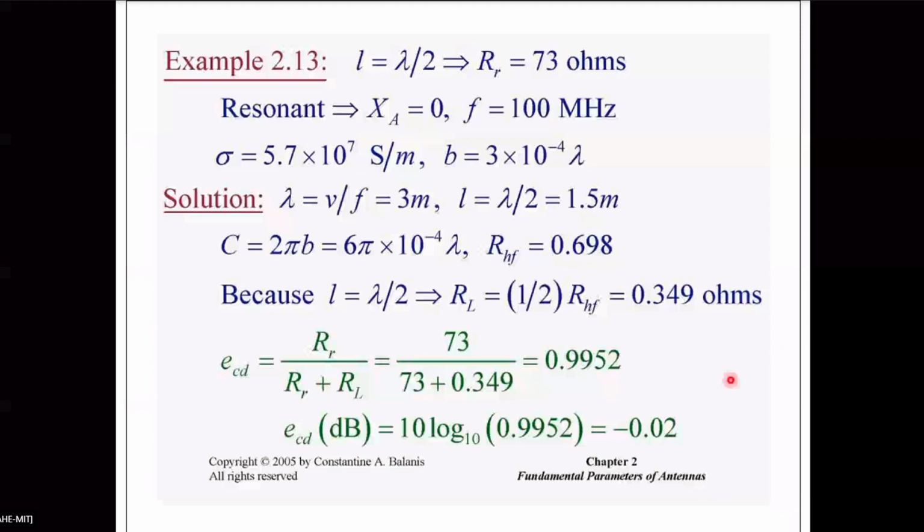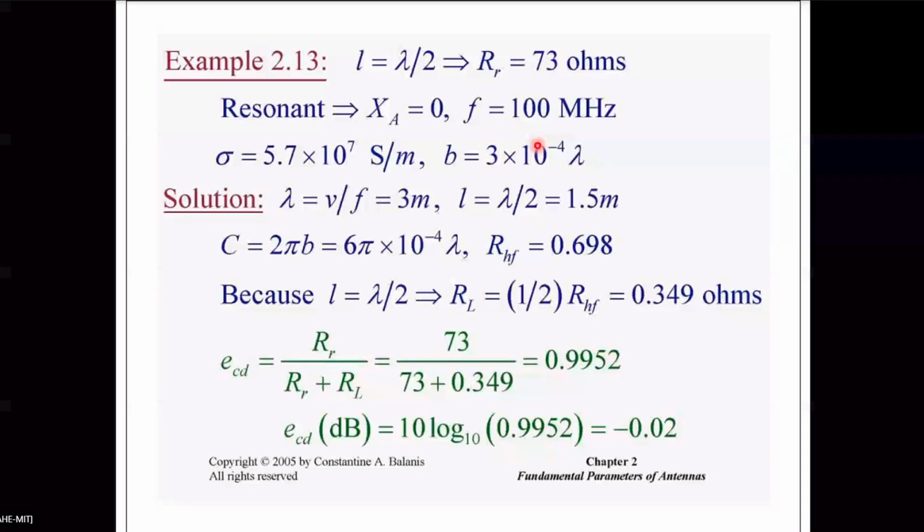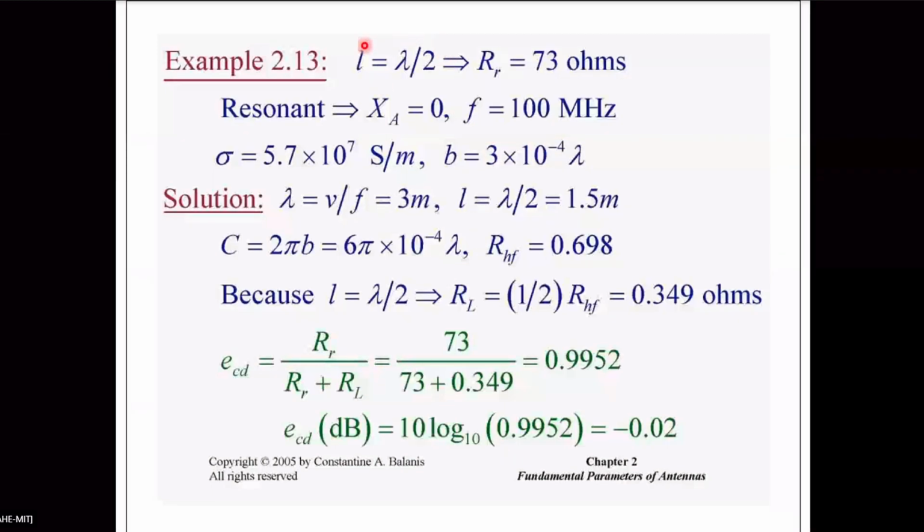Now here you can see RL is taken as 1 by half RHF. This is for lambda by 2 dipole. L is equal to lambda by 2 dipole. He has not taken RL is equal to RHF. He has taken RL is equal to half of RHF.